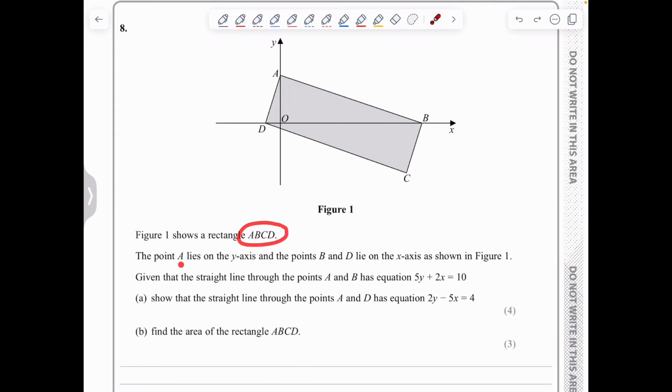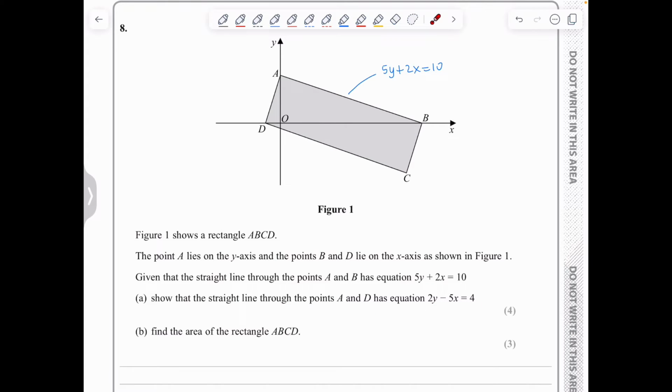In question 8, we've got the rectangle ABCD. The point A lies on the y-axis, B and D are points lying on the x-axis. We have that the line through A and B has equation 5y plus 2x is 10, and we are being asked to show that the straight line through the points A and D has equation 2y minus 5x is 4.